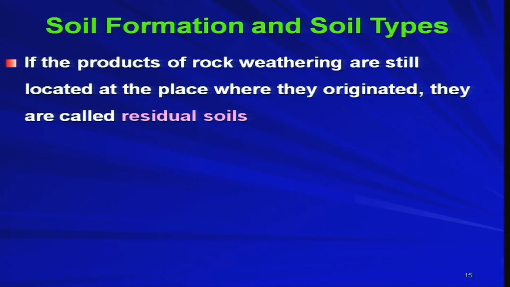Now, if the products of rock weathering are still located at the place where they originated, they are called residual soils. That means you are considering some rock lying over there, and after some weathering process, it could be mechanical, it could be chemical, if the disintegrated rock, that means soil, is still located at the same place, then that is known as residual soil.